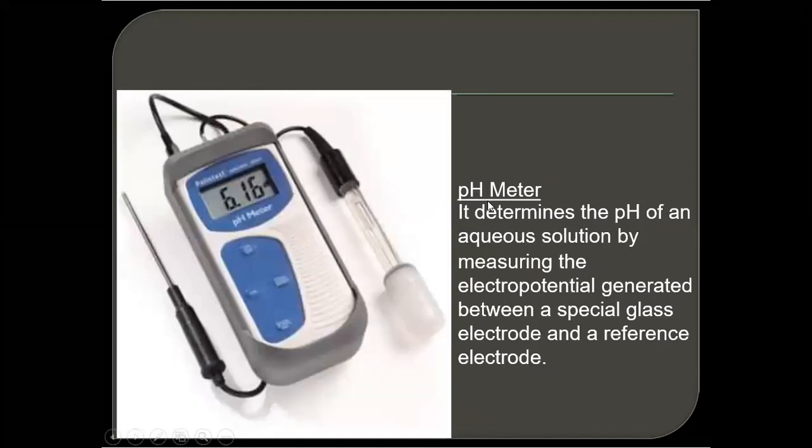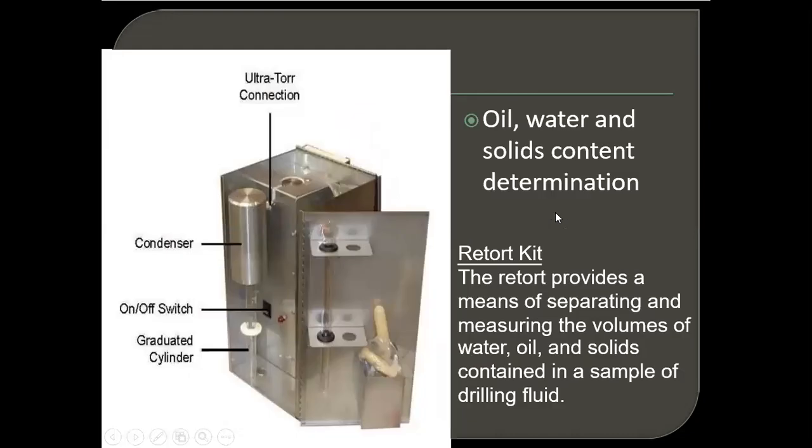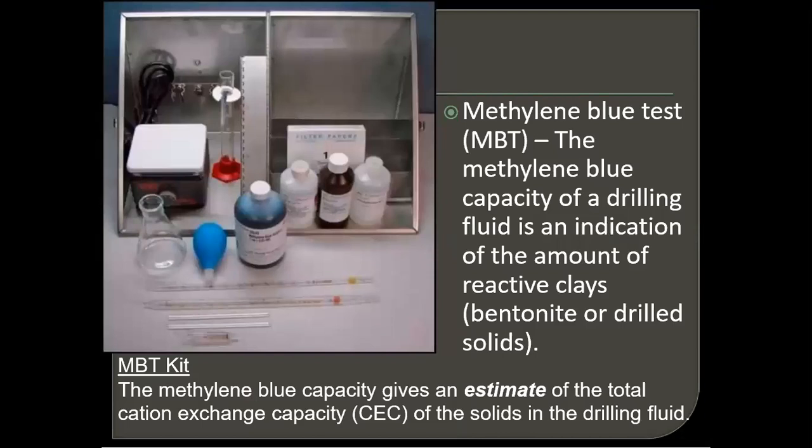This is the pH meter. It tells the electrolyte potential generated between the glass and so on. This is also used to check the solid content determination, to check how much solid content there is, because it affects the mud cake process and so on. And here we have the methylene blue capacity for reactive clays. They check this to make sure that the drilling fluid we are using does not react with the minerals downhole. So they check how much reaction can occur inside the drilling fluid.